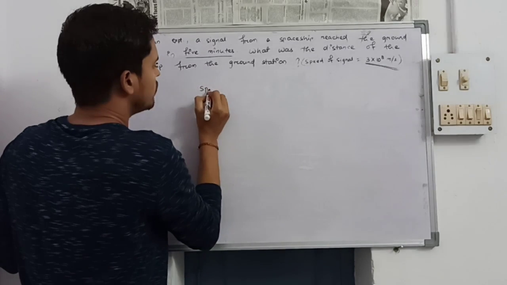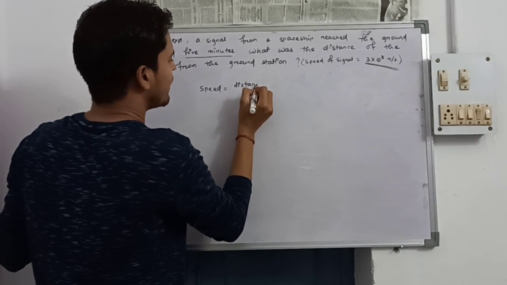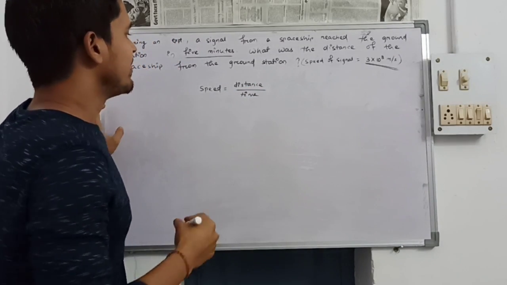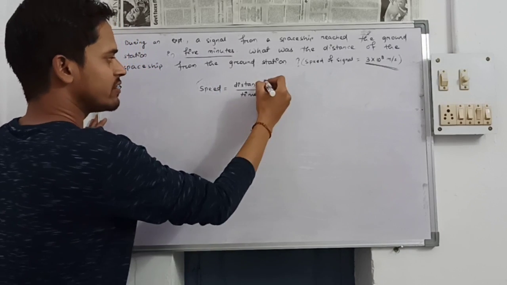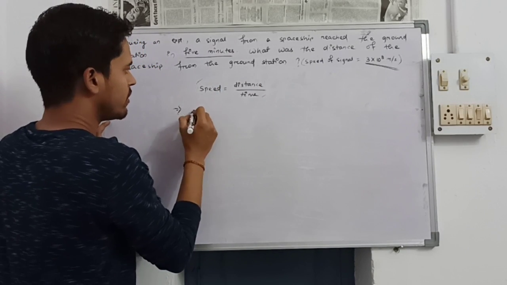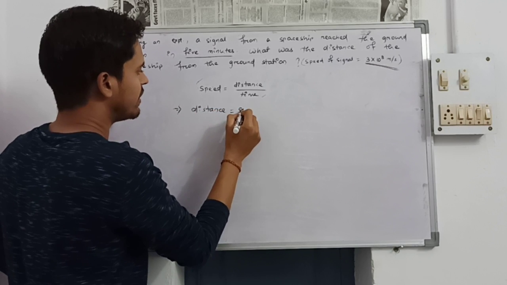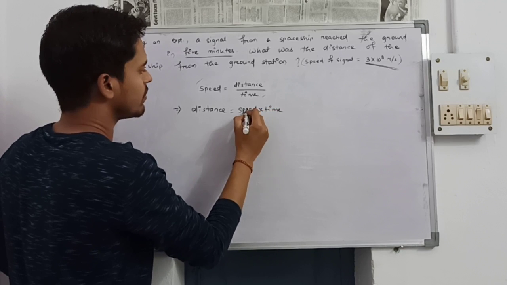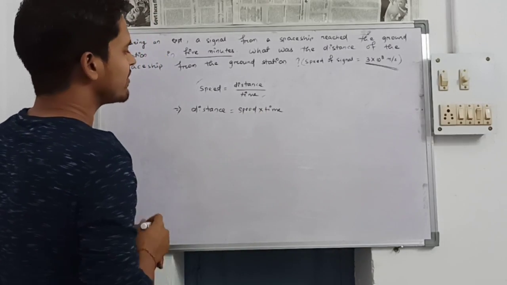Speed equal to this very basic formula, distance by time. So as speed is given, and time is given, you have to find the distance. We can write distance equal to speed into time. Remember this very carefully from this formula. Distance equal to speed into time. So speed is given and time is given.